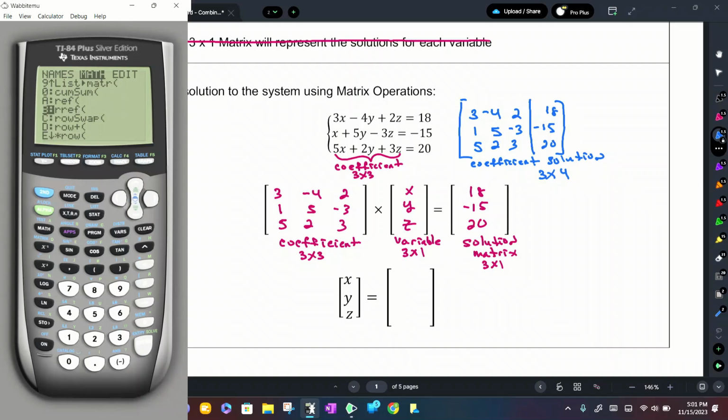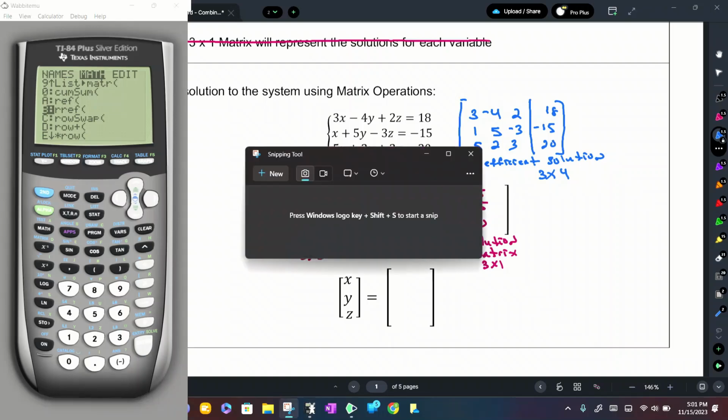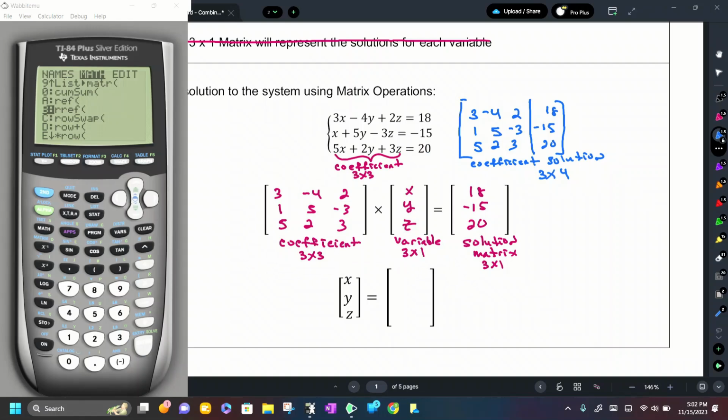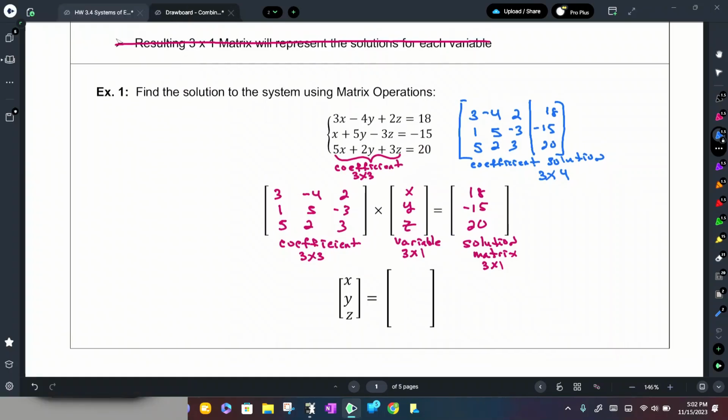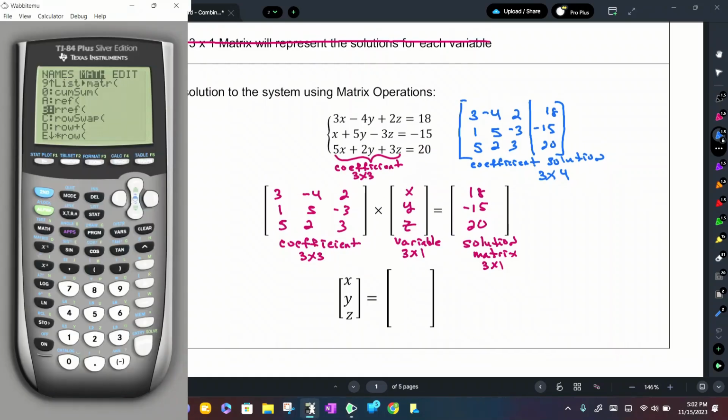RREF. What this stands for is reduced row echelon form. Right above it, notice it says REF. That is not what we want. If you do REF, you'll get the wrong answer and you'll never know. So we are looking for reduced row echelon form, and that is option B. So we're going to hit enter. We're getting the calculator ready. We're telling it what we want it to do, and we want it to find the reduced row echelon form.